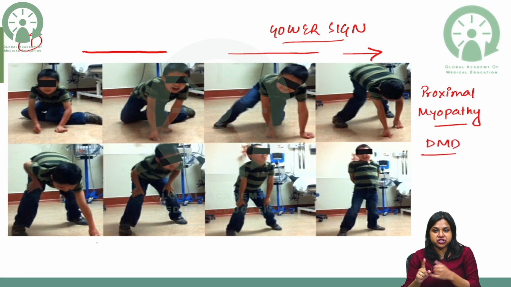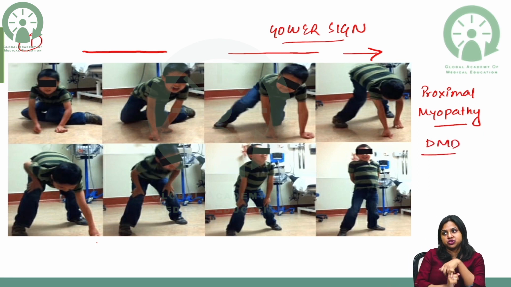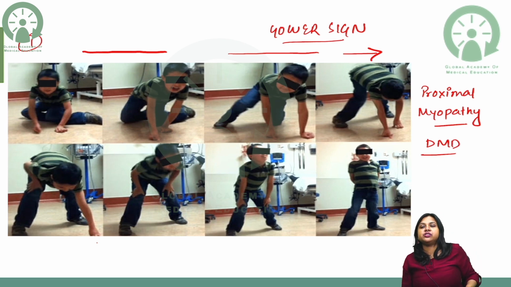See the clues in the question. The first clue you got is this picture. That tells you, okay, you are dealing with a myopathy, a proximal myopathy. The child is having difficulty in getting up. So you understood this is a Gower sign, which is positive. Next clue. Elder brother died of the same illness. Elder brother, that means male. That means it's an X-linked recessive condition.